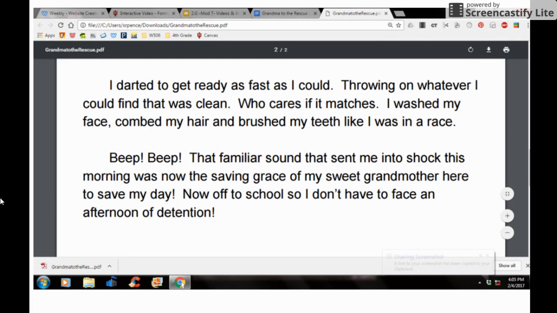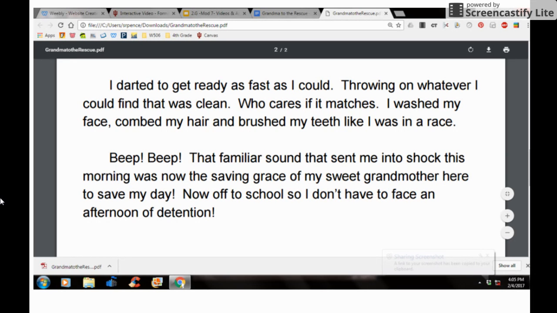I darted to get ready as fast as I could, throwing on whatever I could find that was clean. Who cares if it matches? I washed my face, combed my hair, and brushed my teeth like I was in a race. Beep, beep. That familiar sound that sent me into shock this morning was now the saving grace of my sweet grandmother here to save my day. Now off to school so I don't have to face an afternoon of detention.